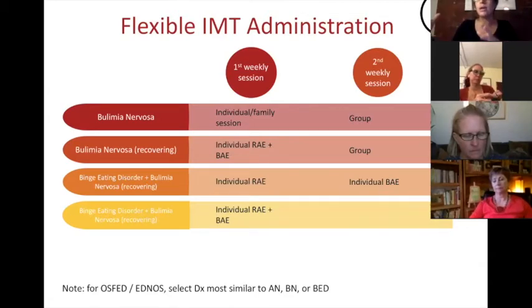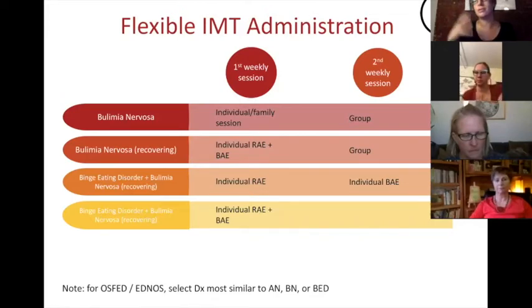So we lump AN and atypical AN together into what we call AN disorders, and then we have what we call BOB disorders. BOB disorders are bulimia nervosa, OSFED, or not otherwise specified, and binge eating. So if you have a BOB disorder, you can use the BOB specific handouts. Again, they're not as strict as the other protocol, and you can figure out what balance is best for your patient in the first weekly session, and then in the second weekly session you can have group.